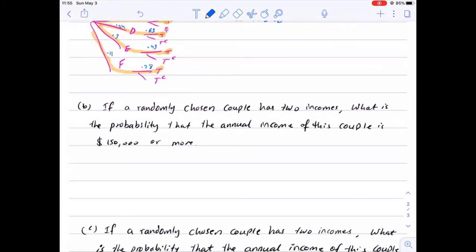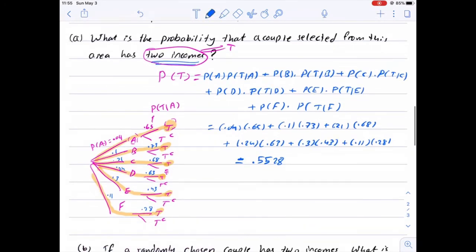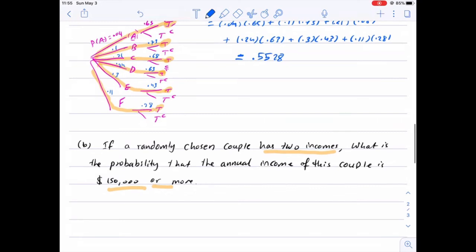Now for part B, if a randomly chosen couple has two incomes, so we know that the final result is a couple who has two incomes, what is the probability that the annual income of this couple is 150,000 or more? That means in category A. So we are asked to find probability of A given T, the probability of having annual income 150,000 or more, given that both of them have income.